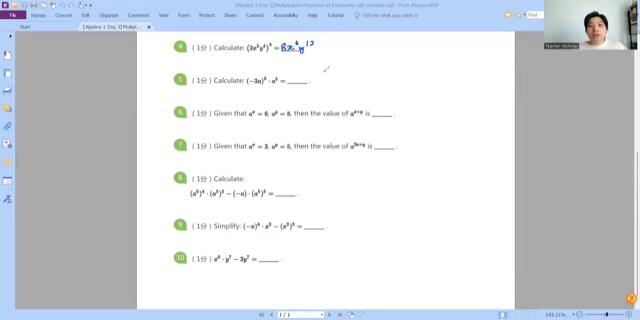Again, we're looking at a term inside the parentheses. So what I really have is negative 3 cubed times a cubed, and this is multiplied by a to the 5th power.